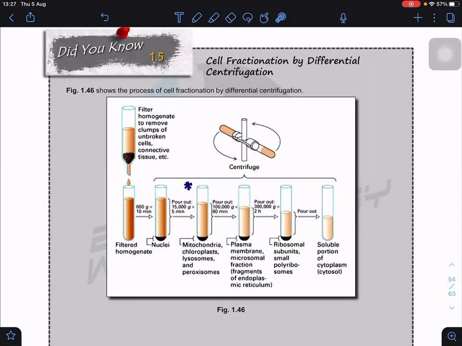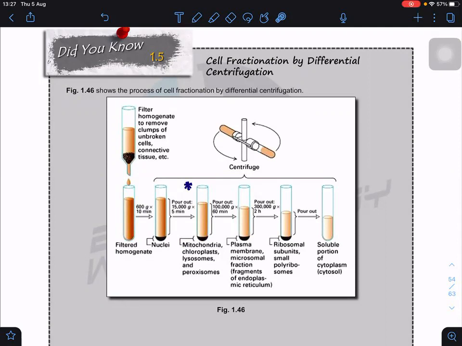Okay, for example, the question asks, which of the following organelles can be present in pellet 2? A, mitochondria. B, lysosome. C, nuclei. D, ribosome. So the answer will be mitochondria. Okay, be careful, not lysosome, because mitochondria is confirmed to be in pellet 2, but lysosome can be 2 or 3, depending on their size.